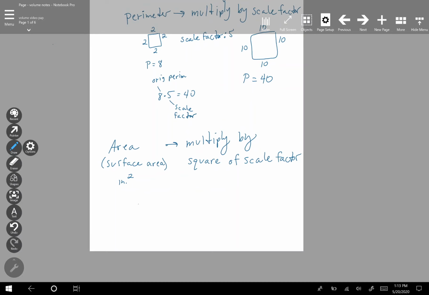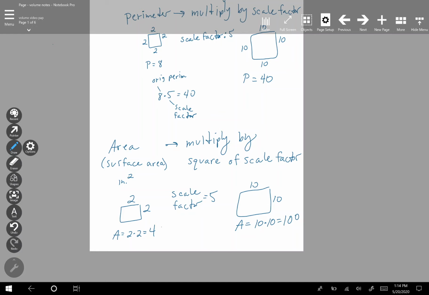So let's say here, go back to our little square. It's a 2 by 2 square, so the area is 2 times 2, so it's 4, right? Again, let's say our scale factor is 5. Well, that means the sides are going to be 5 times as big. So 2 times 5 is 10. Okay, so now it's a 10 by 10 square. Well, what's the area? 10 times 10? It's 100.